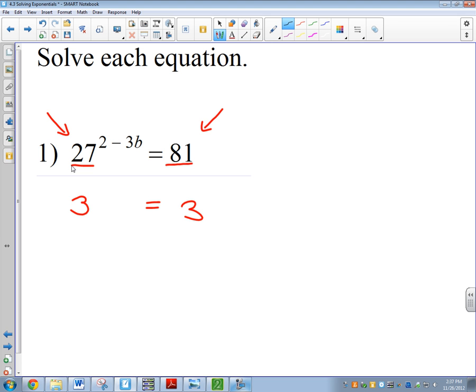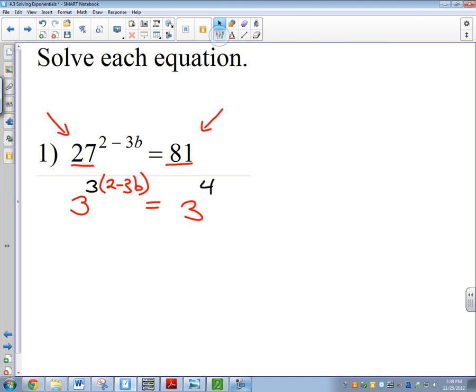I can do that because 3 to the third power is 27. So I rewrote that to be 3 to the third power, and I'm going to leave the existing exponent that was there, that 2 minus 3b. I'm going to end up having to multiply that. So then on the other side, I got to think 3 to what power gets me 81? Well, 3 times 3 is 9, times 3 is 27, times 3 again, that's 81. 3 to the fourth is 81. I've got the same base on both sides. They're both with a base of 3.